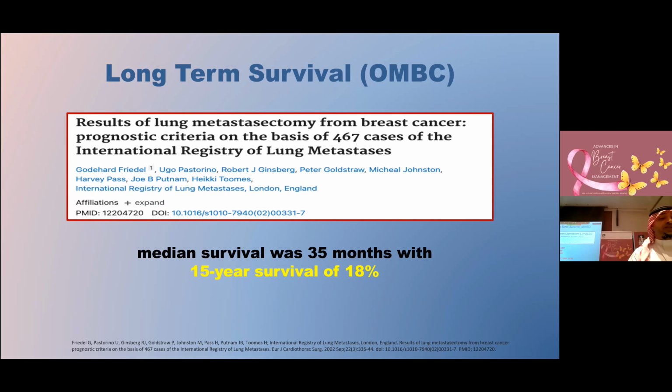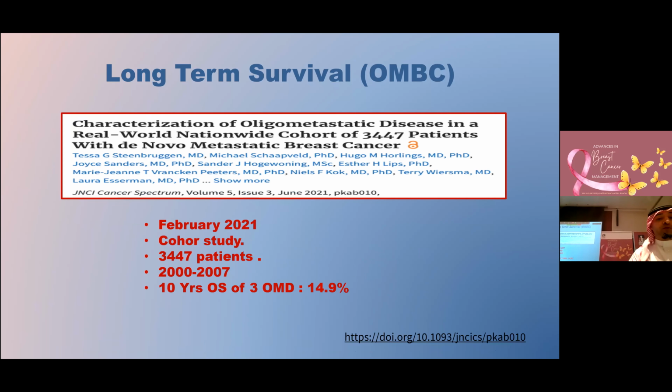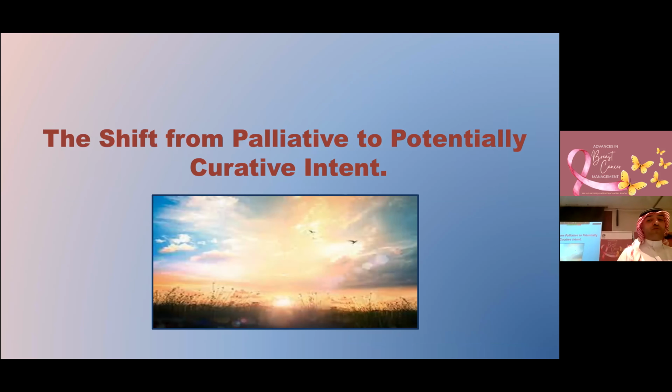This is another paper just recently published in February 2021 by Netherlands, and it's a cohort study, observational study showing the oligometastases in breast cancer population. And they found about 3,447 patients from 2000 to 2007, 10-year survival for those patients who had 3 metastatic sites reached about 14.9%. So that made the evidence shift from palliative to potentially curative intent for this population, given the good prognosis and long-term survival of these patients.